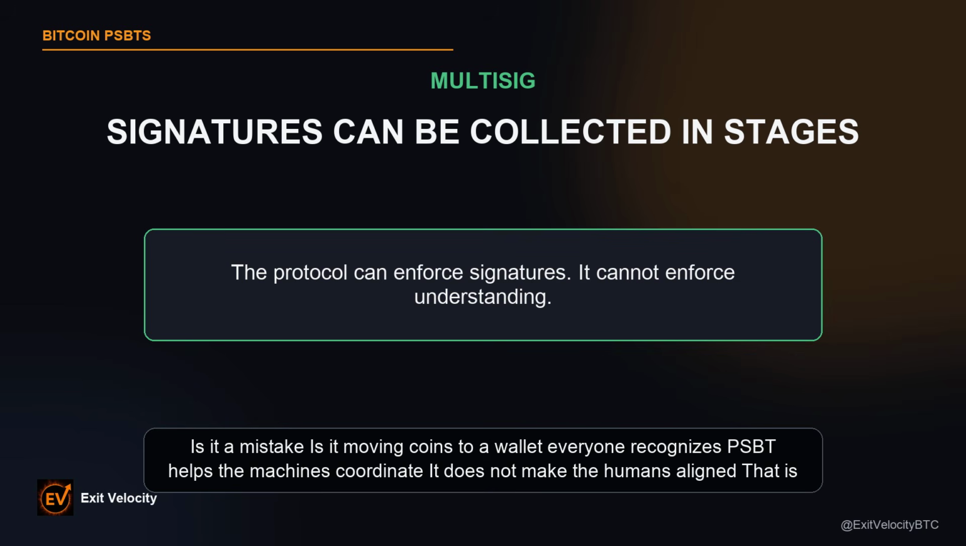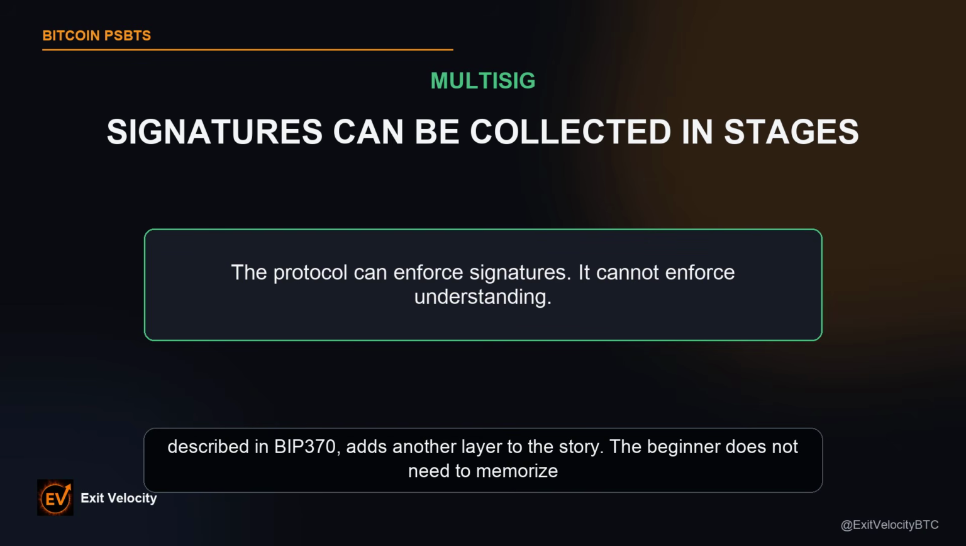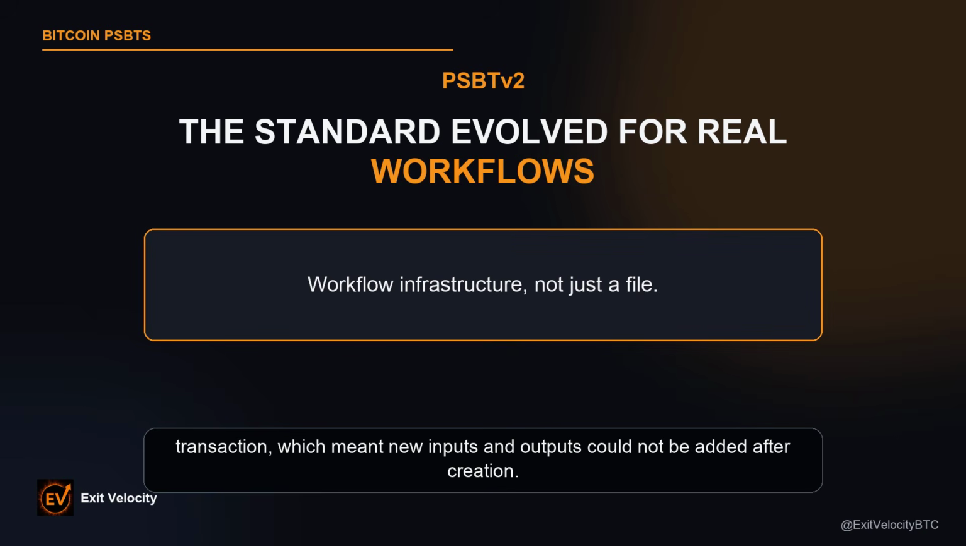That is the promise. But the risk is social and operational. If signers do not know what a normal payment looks like, they may sign something they should question. If nobody maintains labels, invoices, destination context, or internal approval notes, the transaction can be technically valid and organizationally confusing. So the same sentence keeps coming back. PSBT coordinates signatures. It does not coordinate judgment.